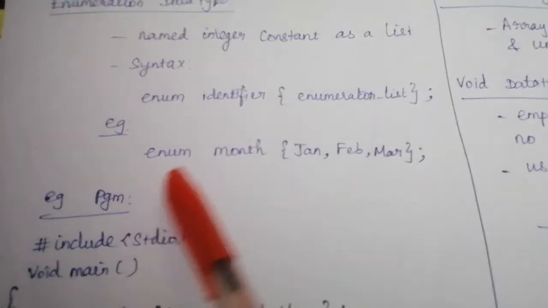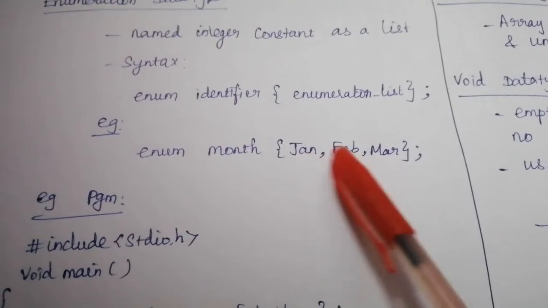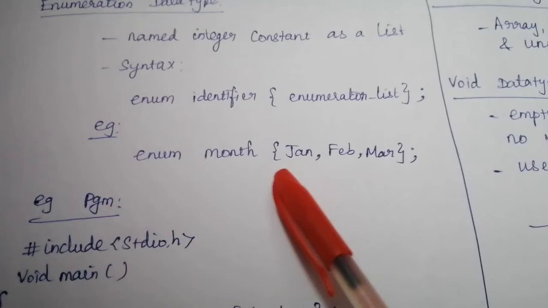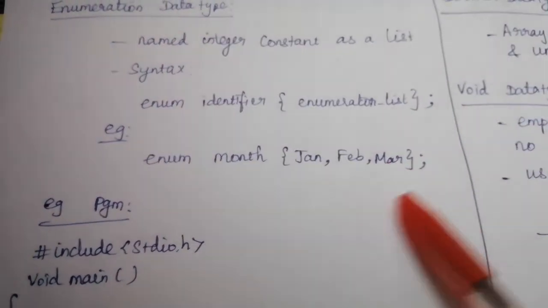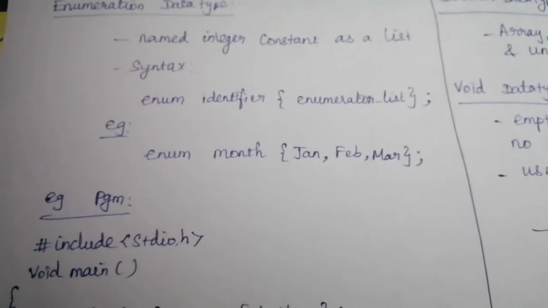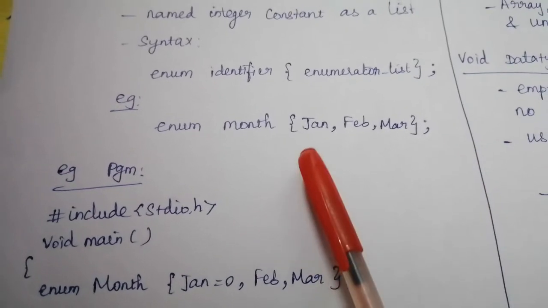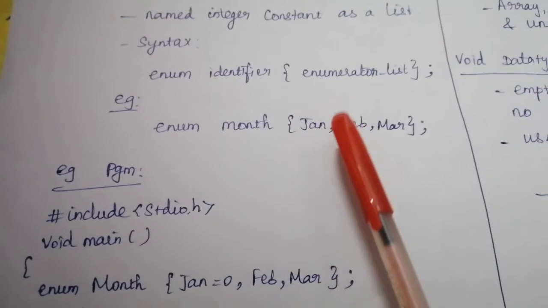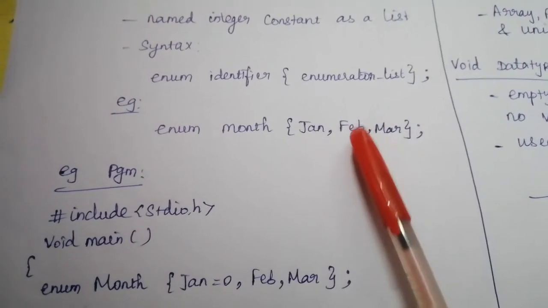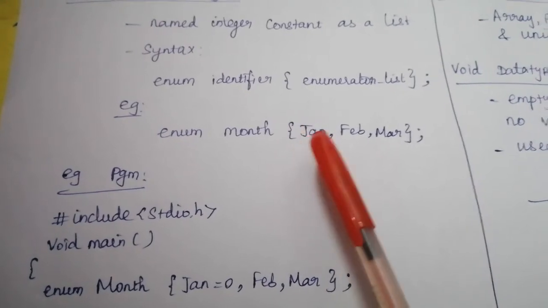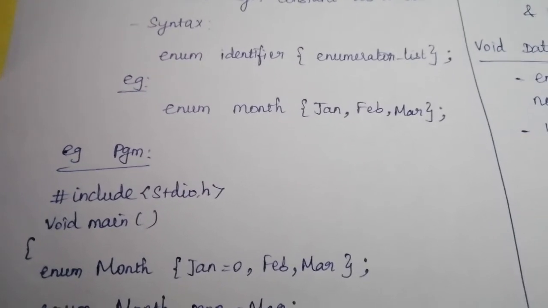For example, enum month, inside the curly braces we have given values like Jan, Feb, March. By default, the first element takes the value 0, after that 1, 2, and so on. The default value for Jan is 0. If you assign some value, say Jan is 5, then the next value, for Feb, is 6, since Jan is equal to 5, so automatically it is 6, then 7. Likewise it goes on. So this is about the enumerated data type.